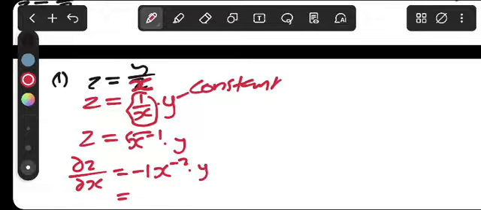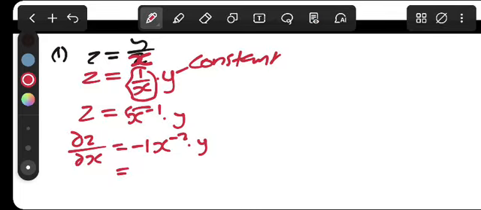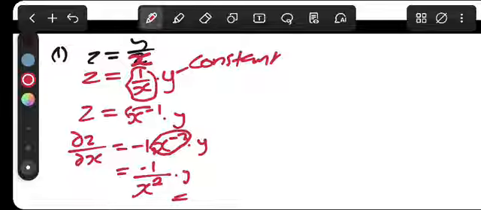Then this will be equal, you can rewrite this again. This will be the same as minus 1 over x raised to the power of 2, if you make this a positive exponent, multiplied by y. This will simply equal minus y over x raised to the power of 2. So this is what we have there.